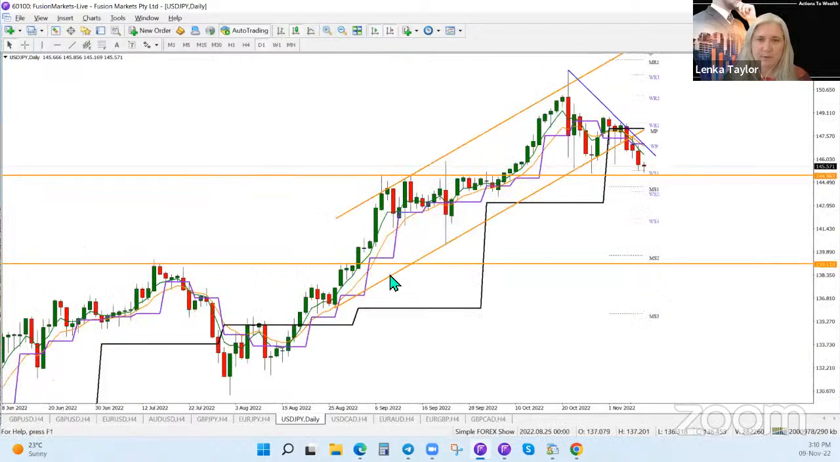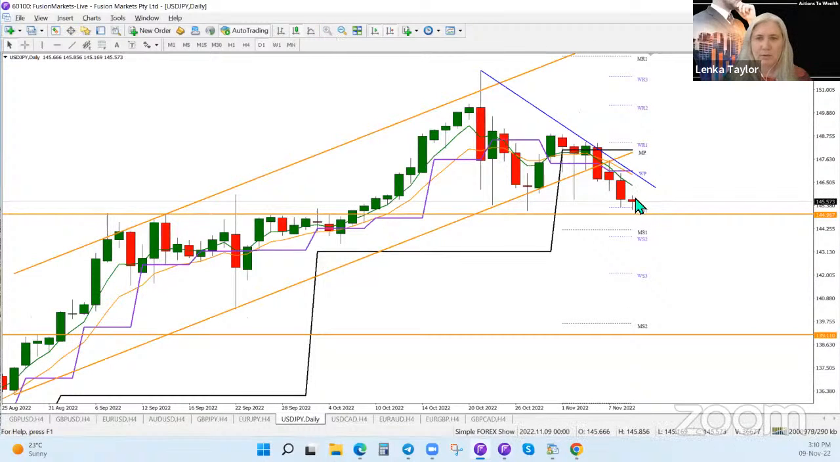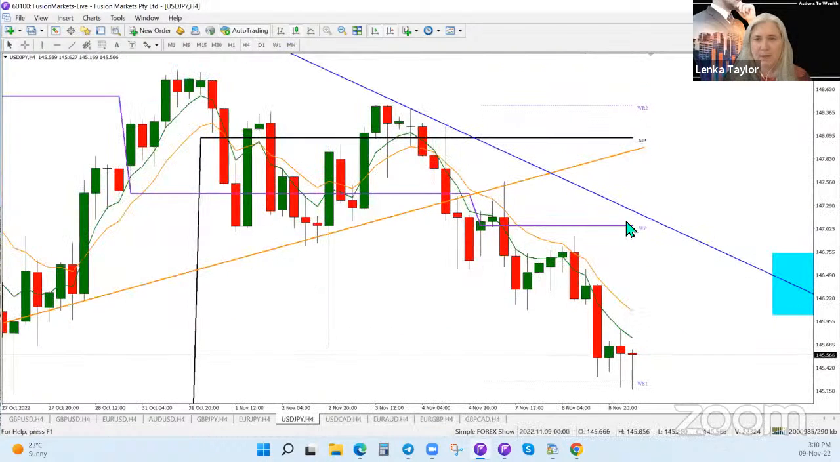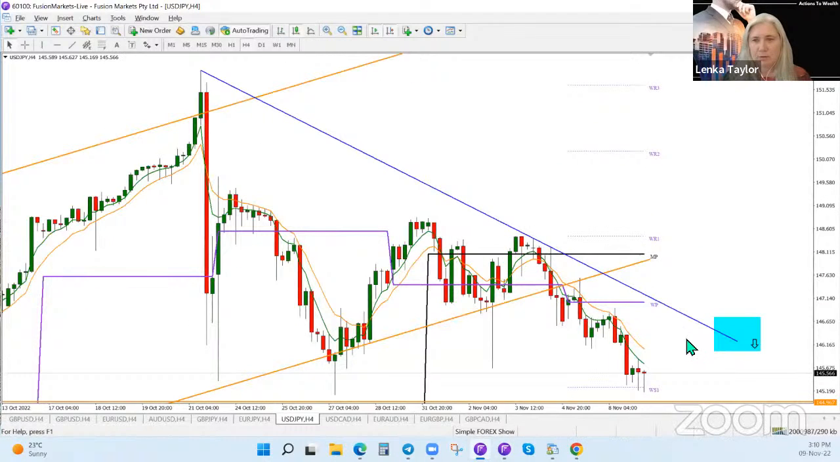channel. So that has now closed outside of the channel, therefore looking for short opportunities if we get a pullback, and also below the weekly and monthly pivot. So if there's a pullback to the trend line or the weekly pivot or the bottom of the previous channel or the monthly, then looking for short opportunities after that.